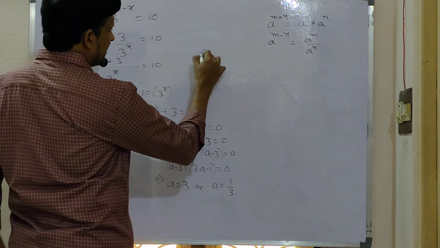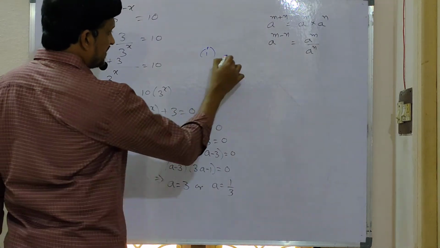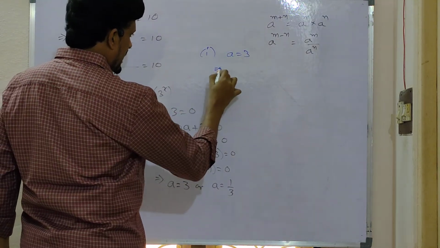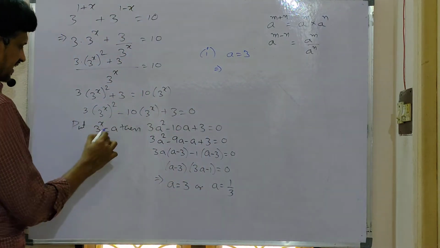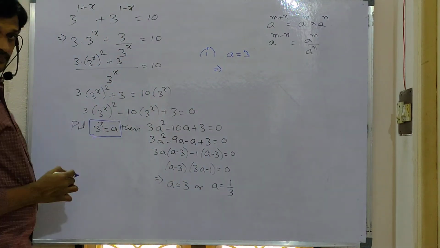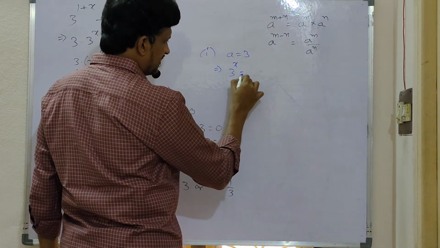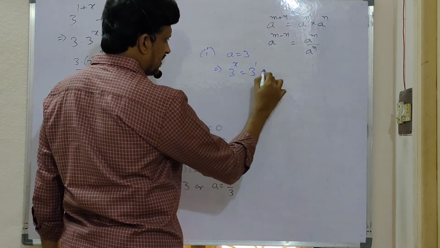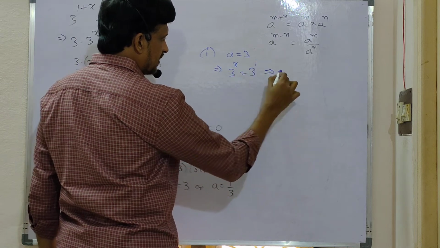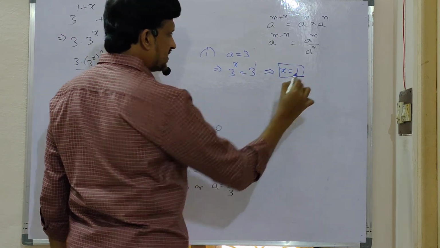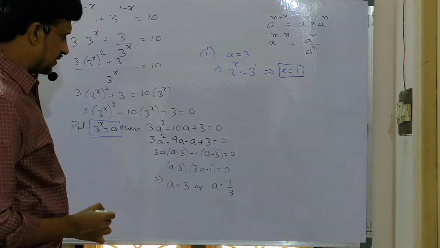Okay, now here the first case. If a is equal to 3, but what is this a? A means 3 power x. So instead of a, write 3 power x is equal to 3. 3 means 3 power 1. Since the bases are equal, the powers should be the same. So x is equal to 1 is the first required solution.